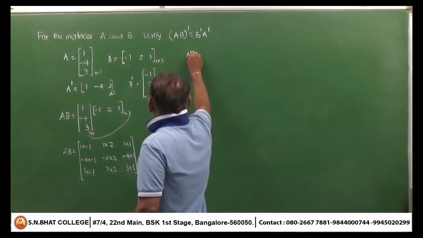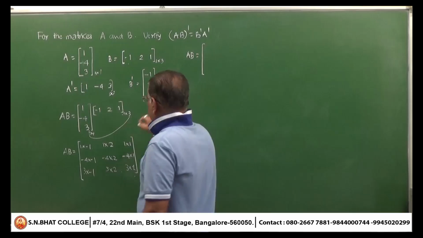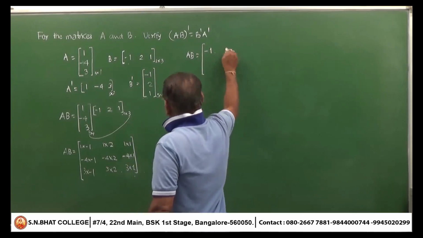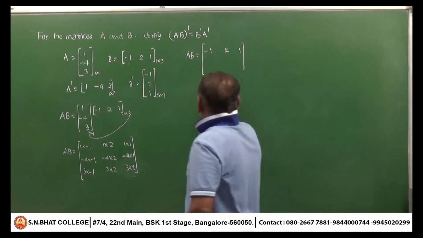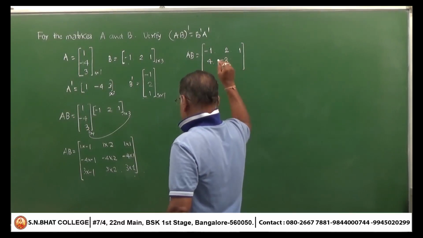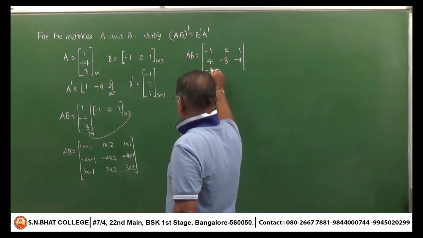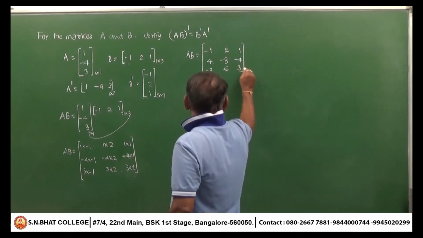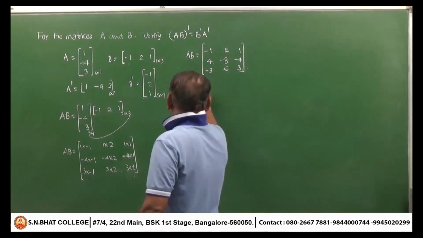Therefore, AB is equal to, you should get a 3 cross 3 matrix. 1 into minus 1 is minus 1. 1 into 2 is 2. 1 into 1 is 1. Next, minus 4 into minus 1 is plus 4. Minus 8. Minus 4. Next, minus 3. 6. 3. This is AB.